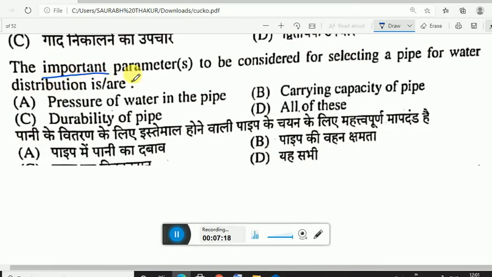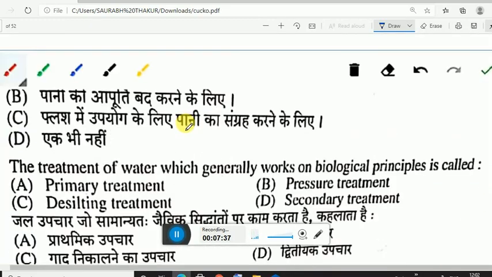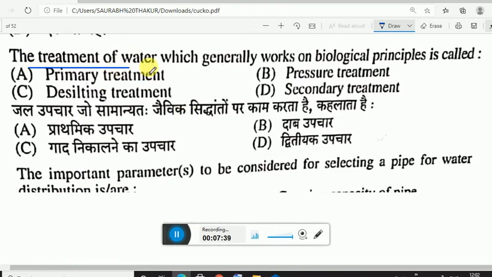The important parameter to be considered for selecting a pipe for water distribution: pressure of water in the pipe, carrying capacity of pipe, durability of pipe, all of these. Your correct answer would be all of these. You would be considering all these options, okay, for selecting a pipe for water distribution. The treatment of water which generally works on biological principle is called primary treatment, pressure treatment, desalinating treatment, secondary treatment. Your correct answer would be secondary treatment.